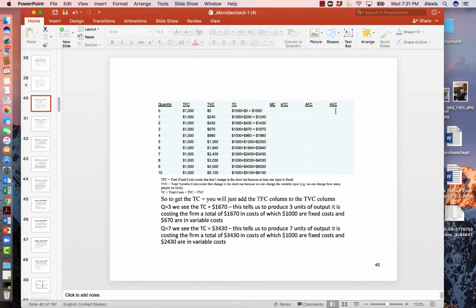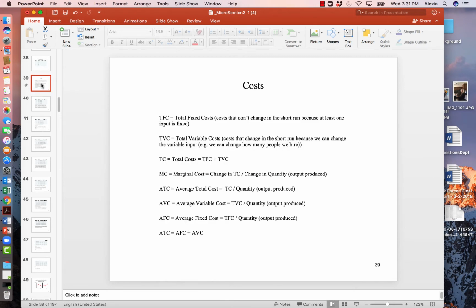Now, in economics, we want a little more information than that. So we're going to look at marginal, average, average fixed, and average variable. So slide 39, very important that you understand and know these formulas. You've got to know these formulas. So we know total fixed is just the total fixed cost. It's the cost that doesn't change. Your variable costs are going to change based on however many people you're hiring. Your total costs are the combination of the fixed and the variable added together.